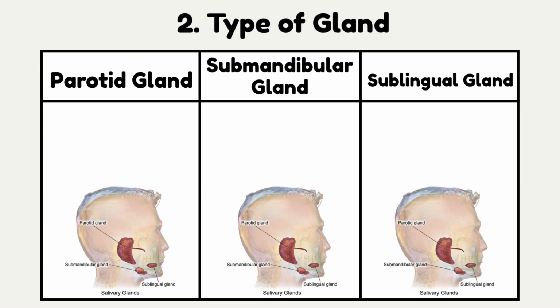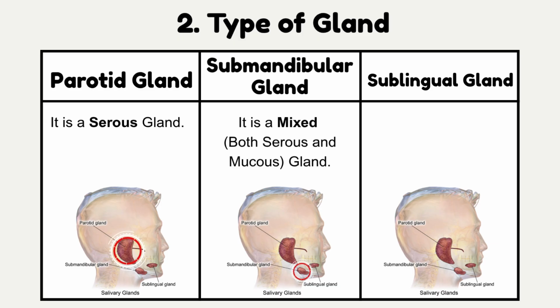Number 2. Type of gland. The parotid gland is a serous gland. The submandibular gland is a mixed, both serous and mucous, gland. The sublingual gland is a mucous gland.